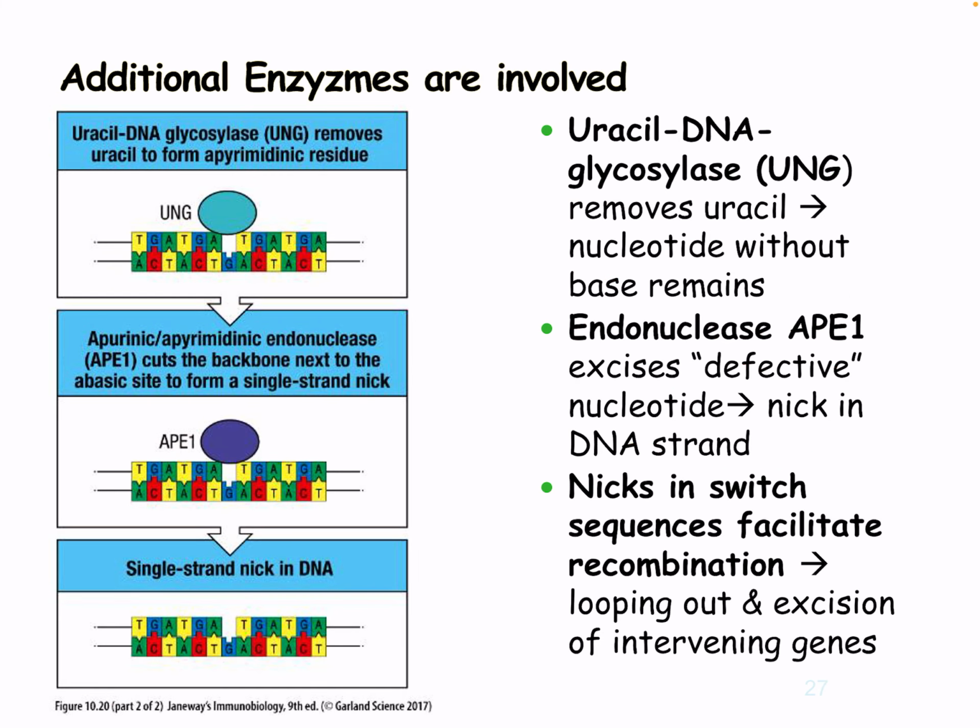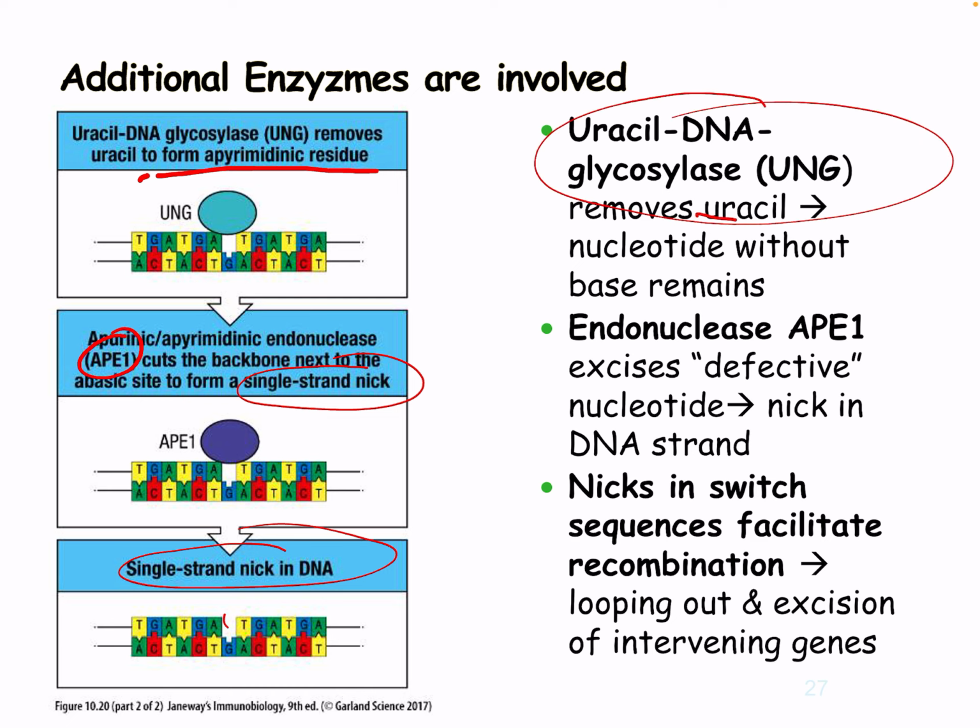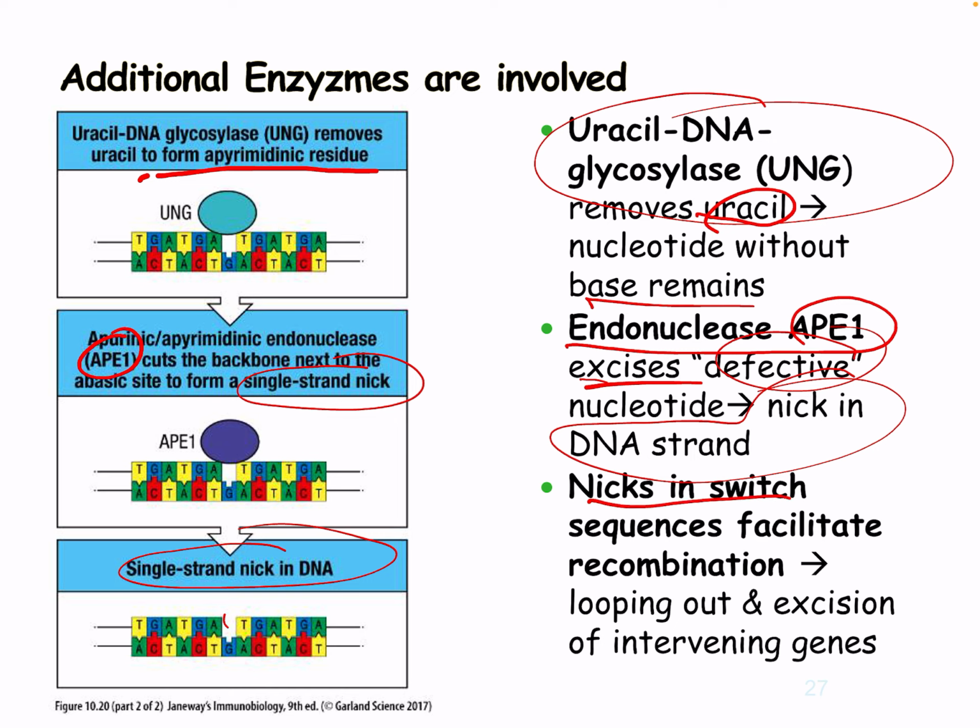So here, again, we see UNG, which removes uracil from the apurinic residue. Then we have an enzyme called APE, or APE1, which cuts the backbone next to the abasic site to form a single-stranded nick. And this single-stranded nick is seen in the DNA, right there. So again, uracil DNA glycosylase, or UNG, removes uracil. So now a nucleotide without a base remains. Then we have endonuclease APE1, which excises the defective nucleotide and causes a nick in the DNA strand. So these nicks in the sequences facilitate recombination.